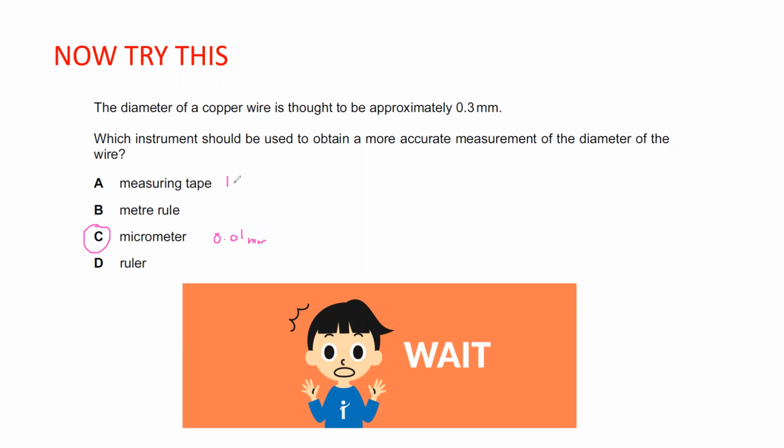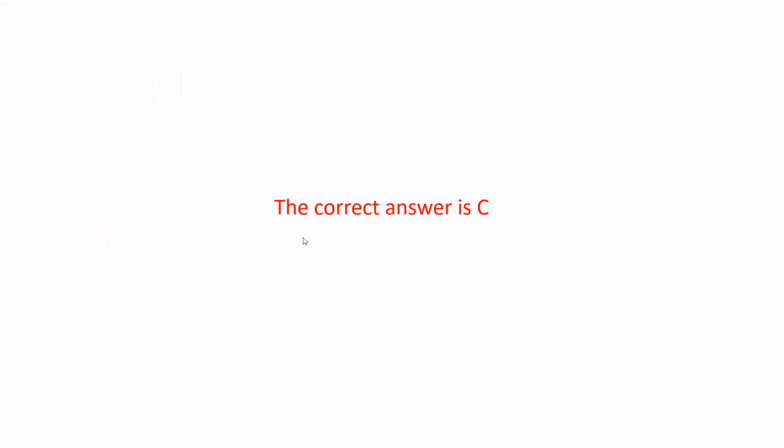A measuring tape or even a meter rule can measure from 0.1 centimeter, or we can also say 1 millimeter. Same thing is for the meter rule, meter scale, 0.1 centimeter or 1 millimeter. Same is for a ruler, the scale which we use to draw the line on the notebook, that is also 0.1 centimeter smallest or 1 millimeter. So the most accurate one is the micrometer, which can measure about 0.01 millimeter. So C was the right answer.